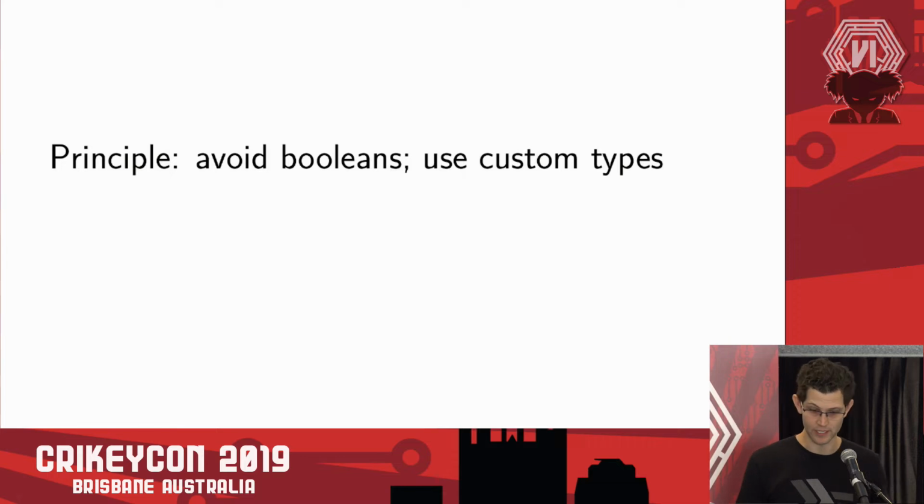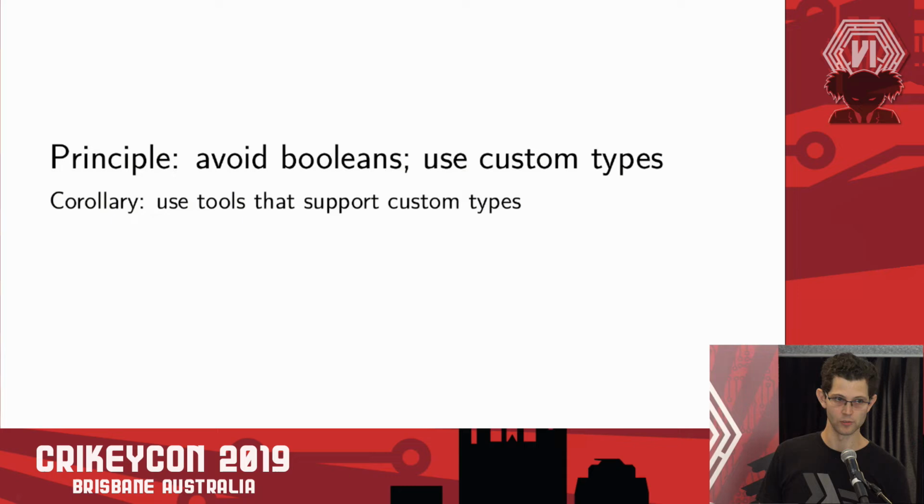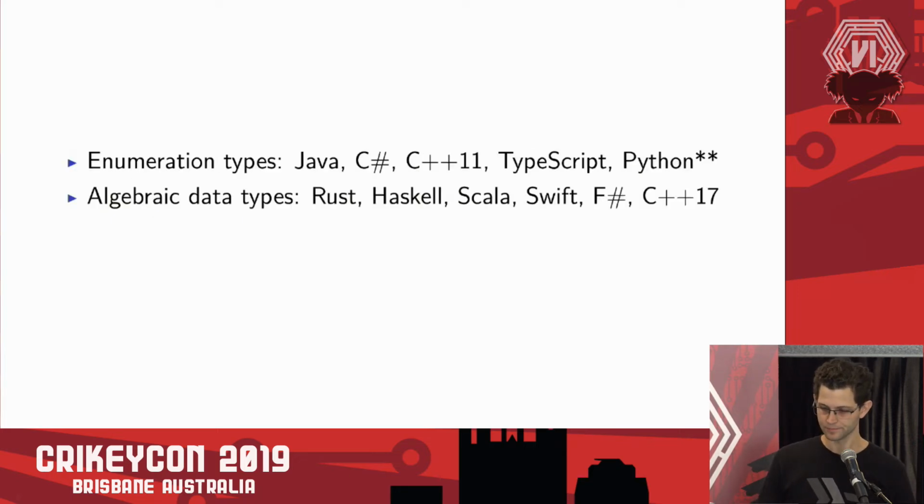So the principle here is basically avoid Booleans. Use Booleans as little as possible, and instead use custom types to express different cases of the operation of your program. The corollary is that you need to use tools, programming languages that support lightweight, easy creation of custom types.